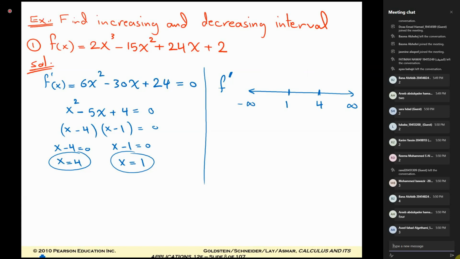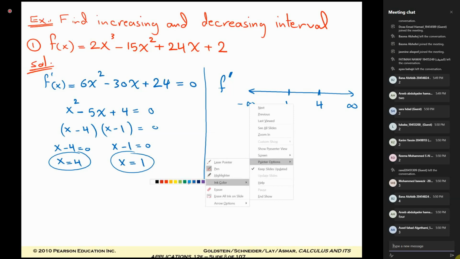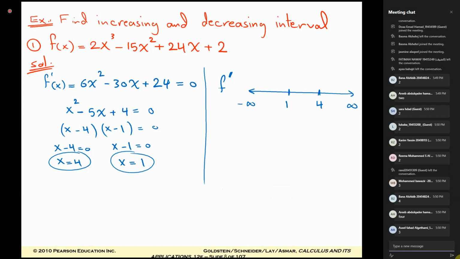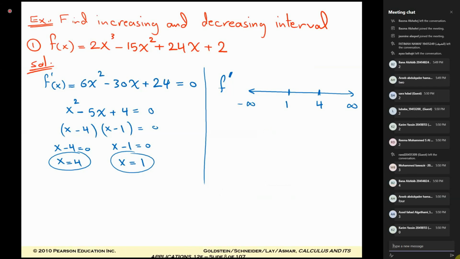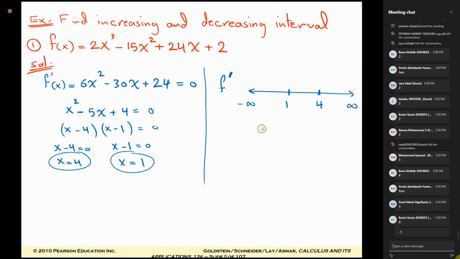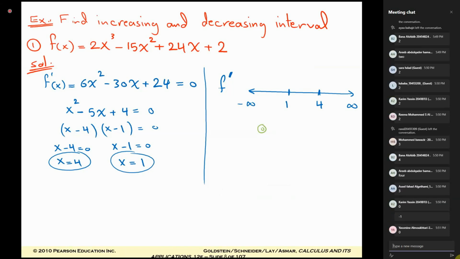give me any value between minus infinity and 1. Any value, 0. Okay, sure. So we choose 0 for the first region. The second region, from 1 to 4, give me any value from 1 to 4.